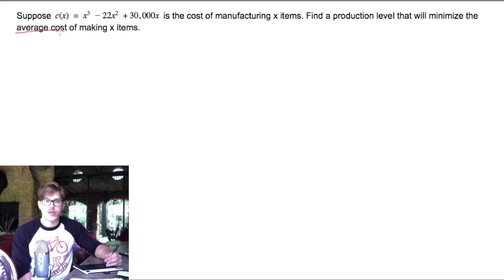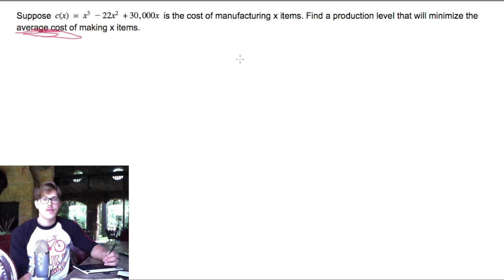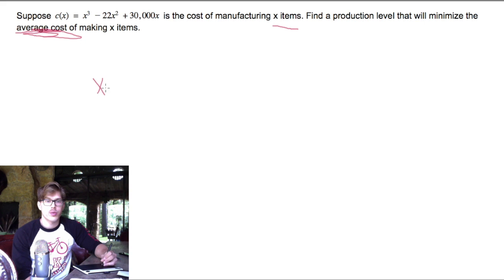Okay, keyword: average cost. To find the average, as you know, if you had a list of numbers, you would add them all up and then divide by the number of items you added. Same for this. For our cost, to find average cost, we need to divide by the number of items we had. Well, we have x items, so we need to divide by x. Whenever we divide by x, we'll get x squared minus 22x plus 30,000.